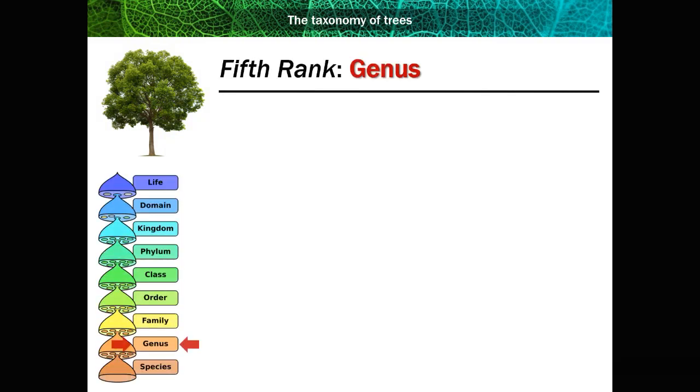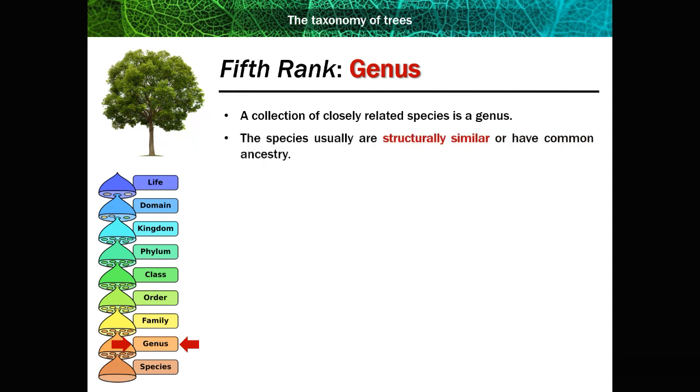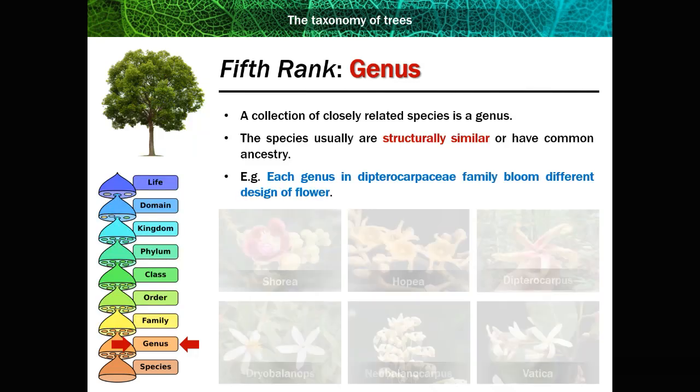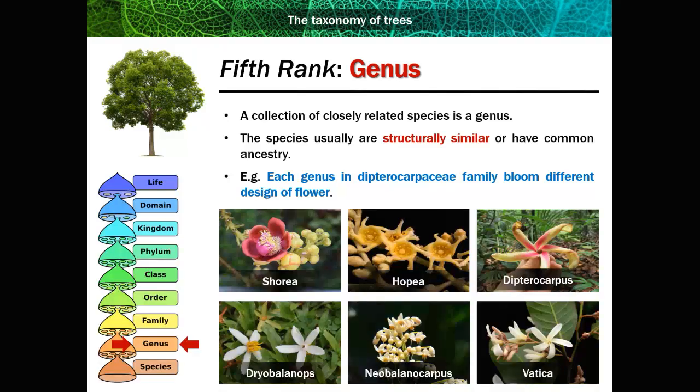The fifth rank is genus. Genus is a collection of closely related species. The species usually are structurally similar or have common ancestry. For example, each genus in Dipterocarpaceae family blooms different designs of flower.